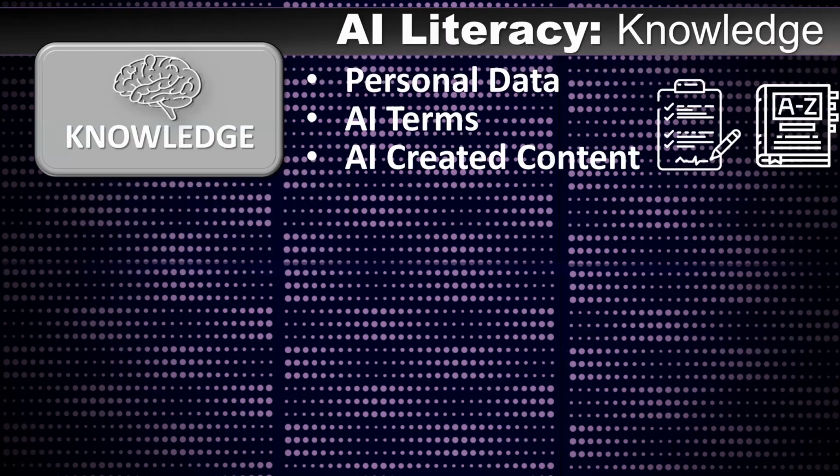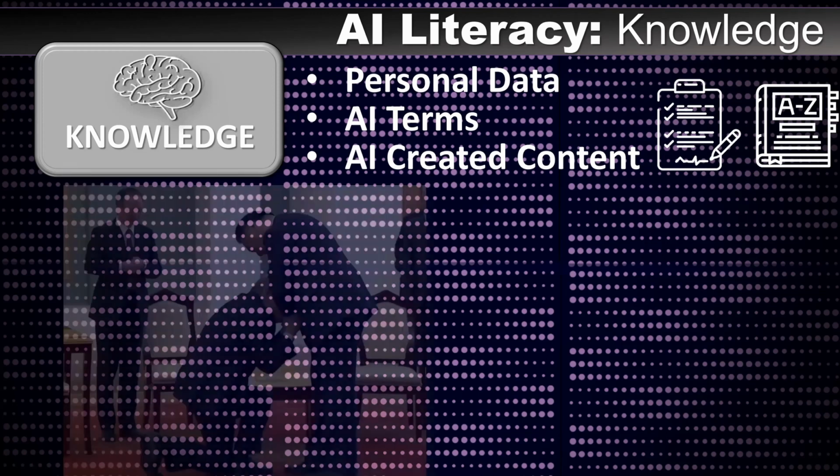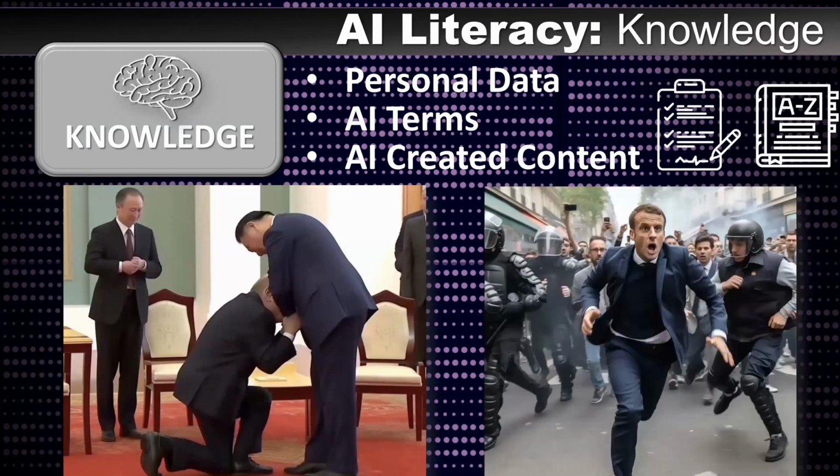A very important part of this AI literacy would be in AI created content, meaning the type of content that an artificial intelligence could create. So an example of this would be deep fakes. Both of these images are photorealistic images, but they are completely made up. The one on the left is a picture of President Putin, and he's kneeling down in front of the Chinese president. So this was a made up image.